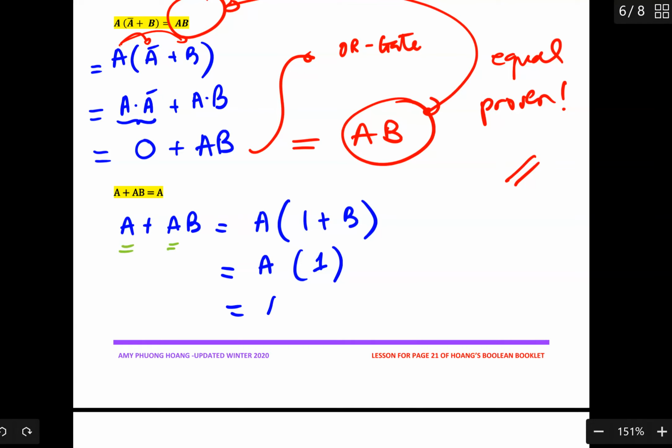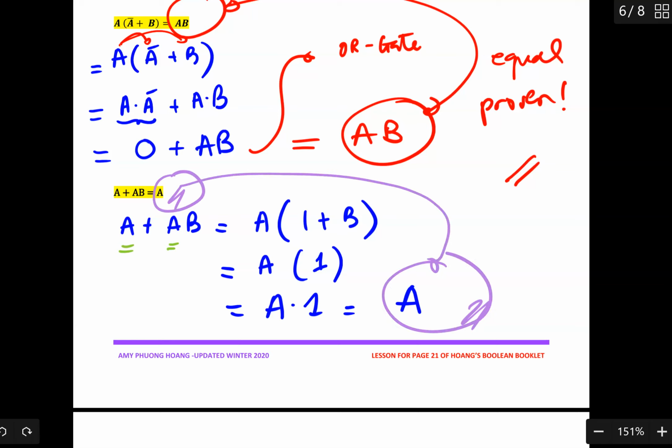So I can write it as A dot 1. What is A dot 1? It's equal to A. So again, it's proven. Okay, so that equal to that, equal and proven.